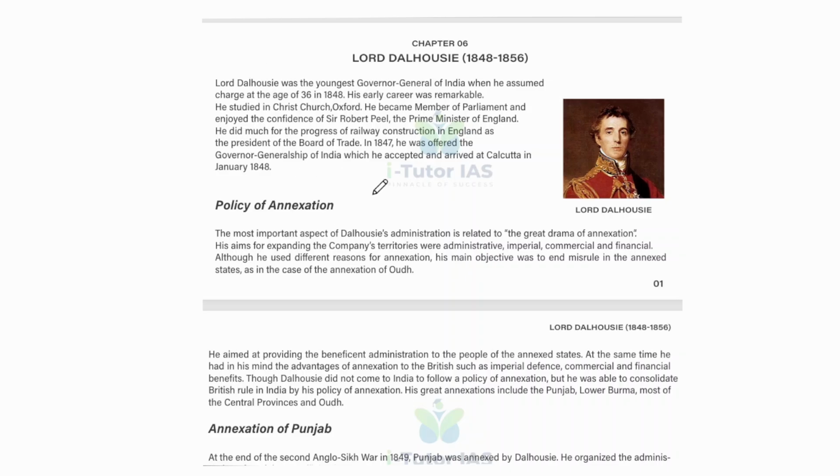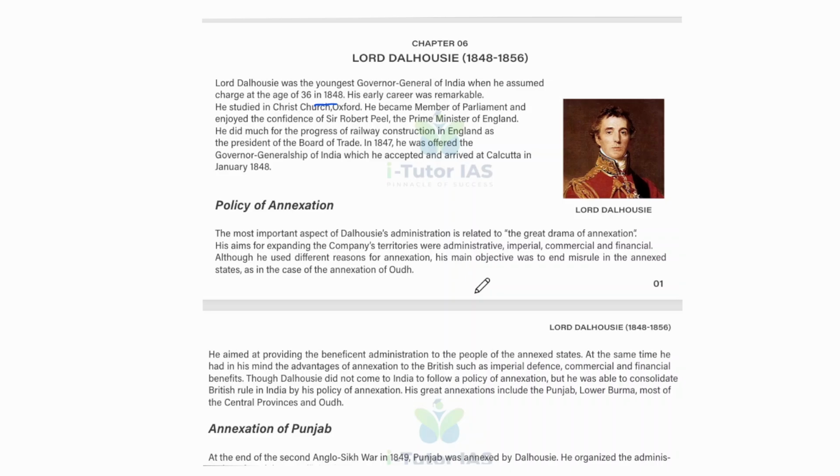Lord Dalhousie was the youngest Governor General of India, assuming charge at the age of 36 in 1848. His early career was remarkable: he studied at Christ Church, Oxford, became a Member of Parliament, and enjoyed the confidence of Sir Robert Peel, the Prime Minister of England. He did much for the progress of railway construction in England as the President of the Board of Trade. In 1847, he was offered the Governor Generalship of India, which he accepted, and arrived at Calcutta in January 1848.